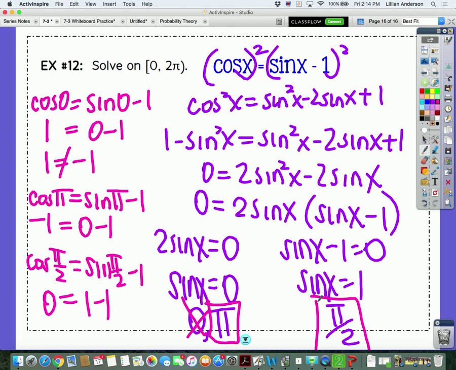Only on these do you have to check because when you square both sides, you end up, like I said, creating a potential wrong answer. All right? Questions on solving equations?